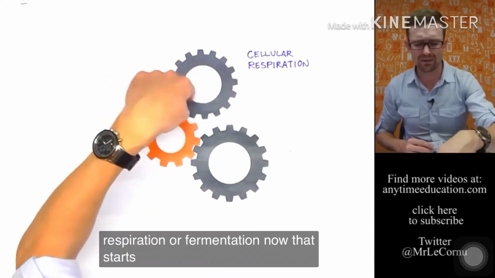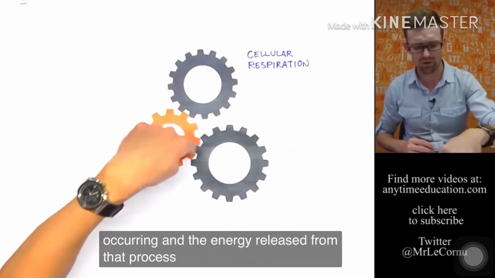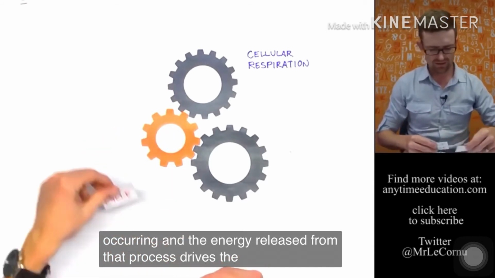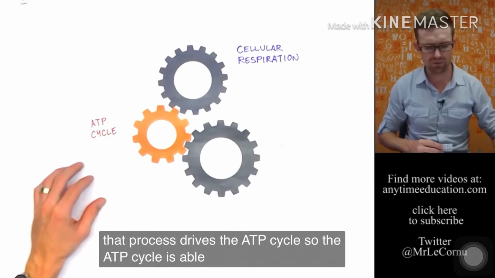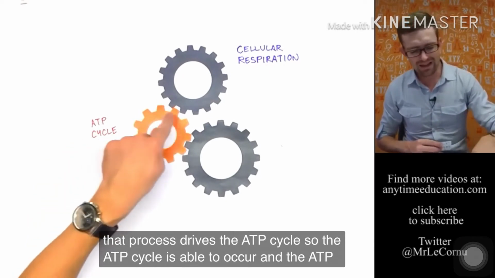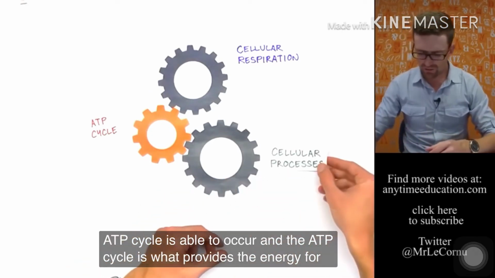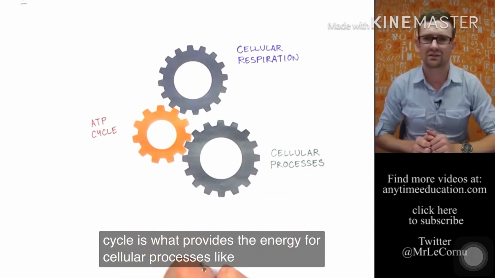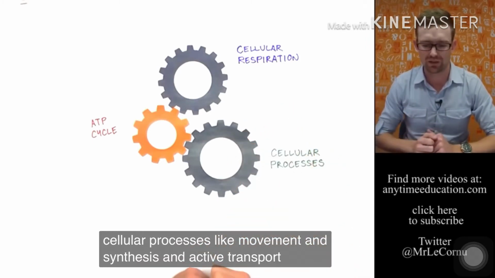Now, that starts moving, and that process is occurring, and the energy released from that process drives the ATP cycle. So the ATP cycle is able to occur. And the ATP cycle is what provides the energy for cellular processes like movement and synthesis and active transport.